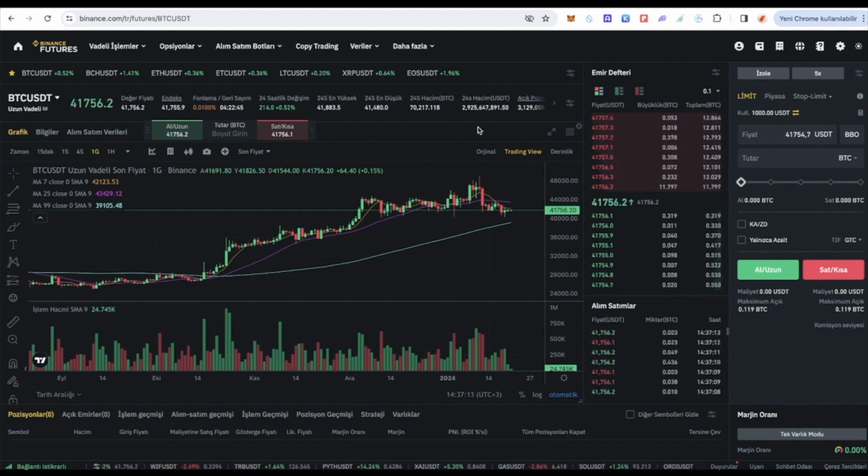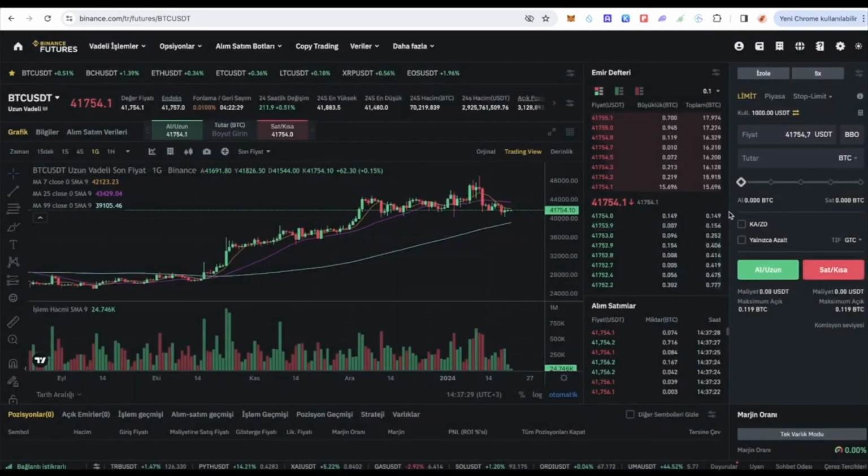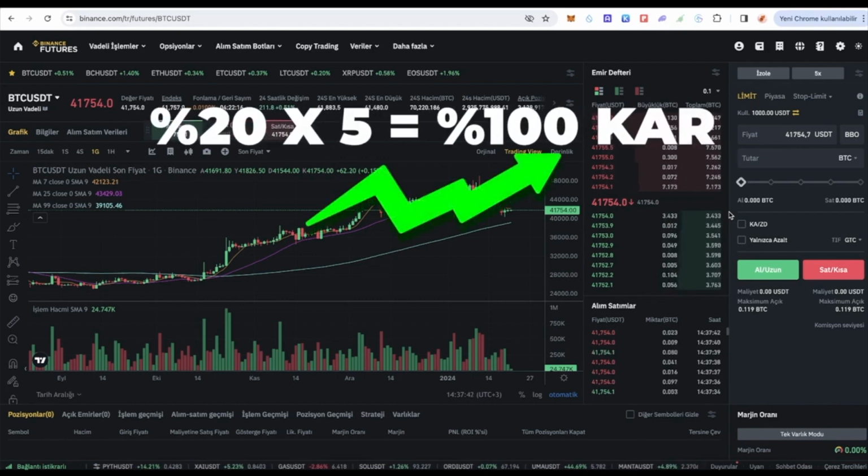For example, I opened a 5x long with $100 and Bitcoin went up. When it rises 20%, I earn 100% from 20% times 5x. So I double my money. This is the good side of the business. There is also a bad side, and that's this. What happens if the asset falls 20%? 20% times minus 5x. I lose all my money. This is what we call liquidation. You can't be liquidated in spot. But friends, there is liquidation on the futures side.